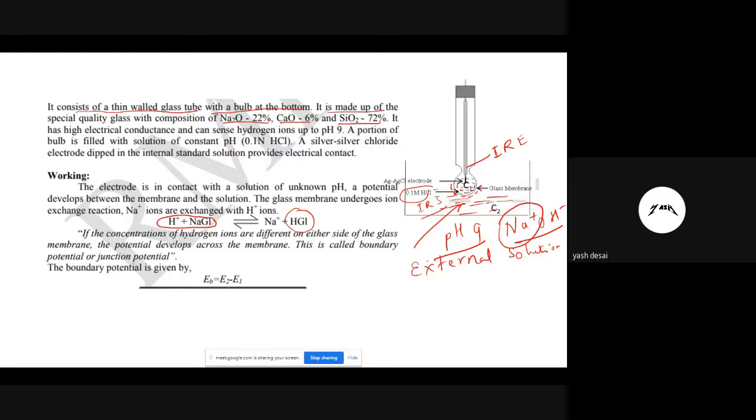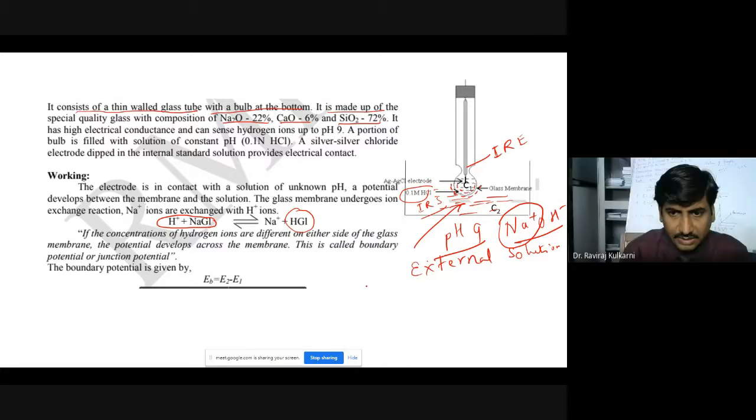So this is the glass membrane. I'm drawing it a little bit bigger here. This is the glass membrane. It contains internal solution, right? So the glass electrode develops a potential with respect to H plus ions of the internal solution. It also develops potential with respect to H plus ions of the external solution whose pH has to be determined.